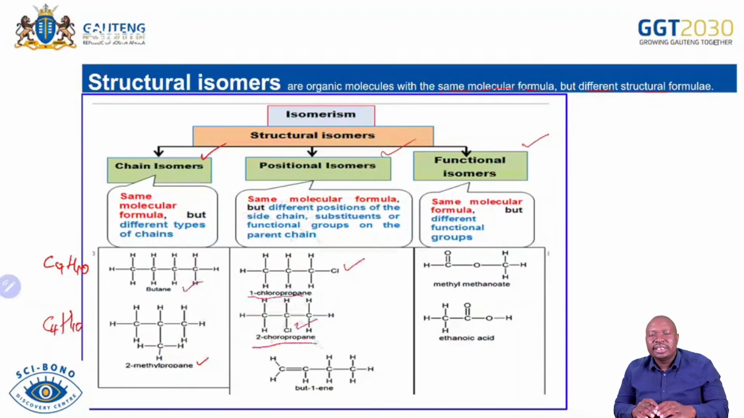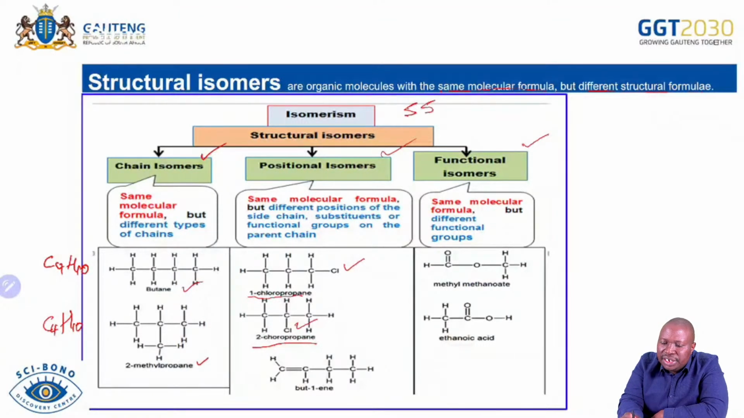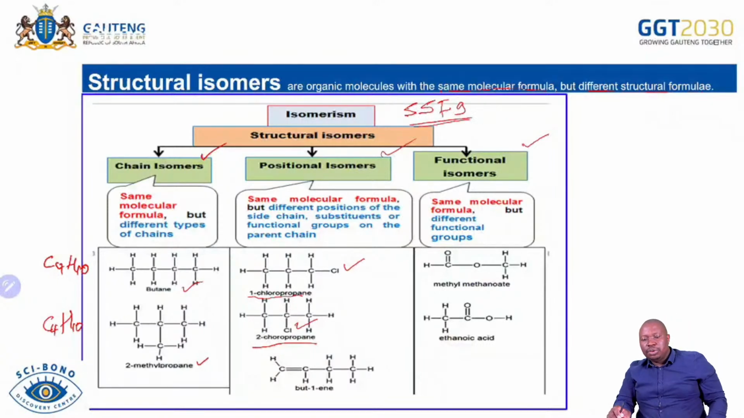Hence we are saying they have the same molecular formula but different position of the substituent, of the side chain, or of the functional group. So you can write that. You are able to say same molecular formula but different position of the substituent, of the side chain, or of the functional group. That is how your exam guideline defines positional isomers.